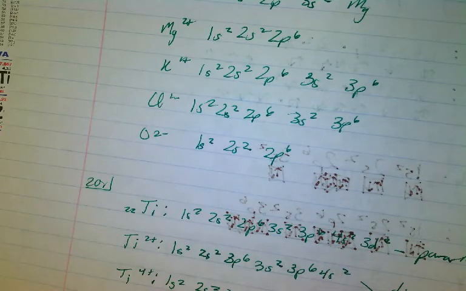Yes. And then if it's down here, like zinc, would that be D10? 10. So this is D9, D8, D7.